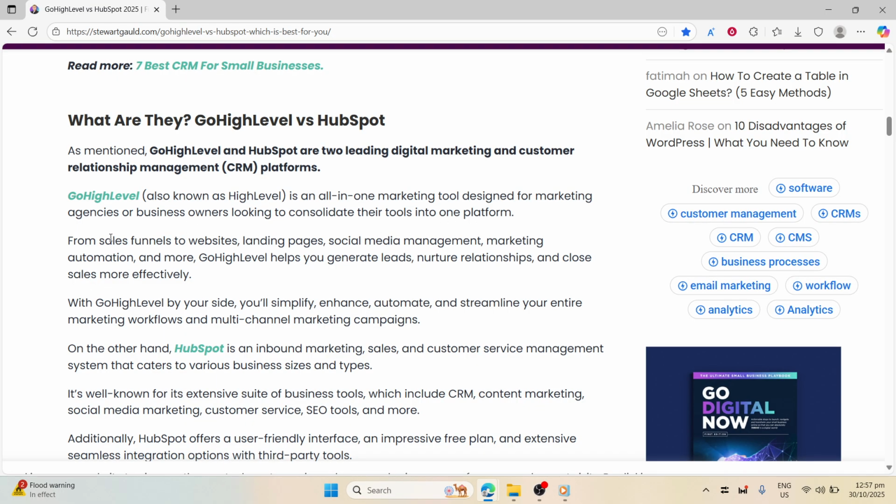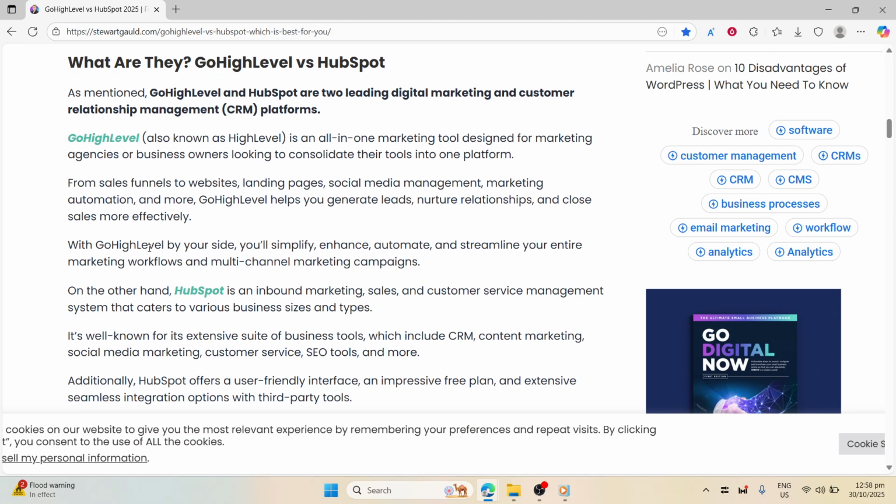It brings together sales funnels, websites, landing pages, social media management, marketing automation, and much more. This integration helps you generate leads, nurture relationships, and close sales with greater efficiency. GoHighLevel really helps you to simplify, enhance, automate, and streamline your entire marketing workflow along with multi-channel marketing campaigns.